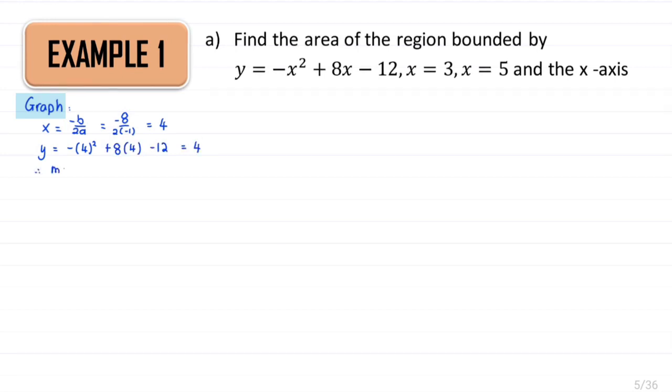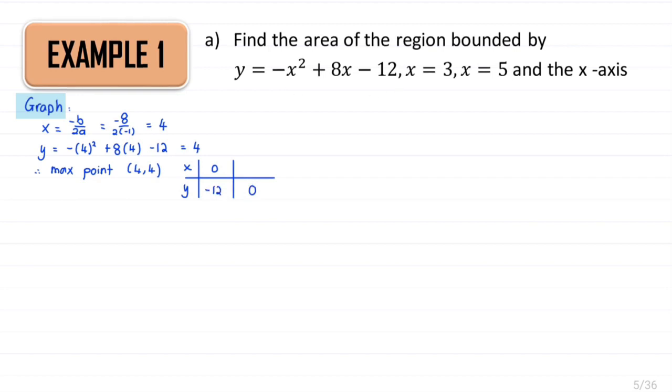So our maximum point is (4, 4). Next we find the intercepts. When x equals 0, we substitute into y, then we get negative 12. Then when y equals 0, we factorize this equation, then we get 2 and 6.